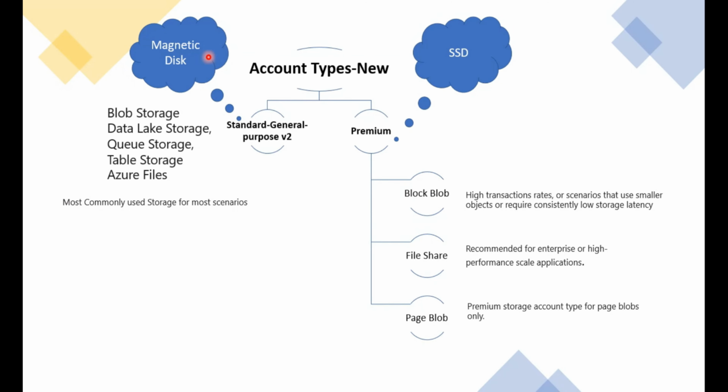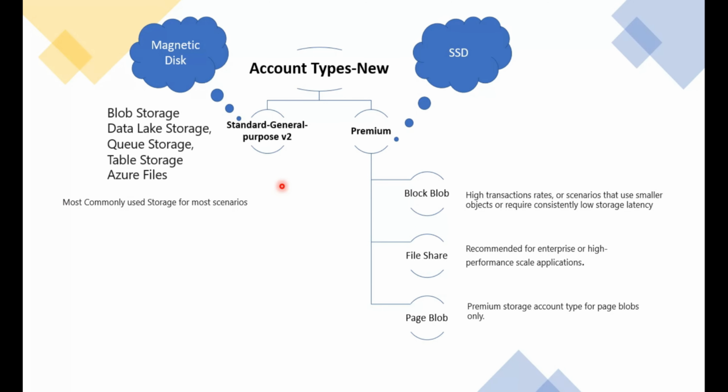So basically what we need to understand is, when we're talking about standard general purpose v2, it is most commonly used in most scenarios, big data scenarios, analysis, analytics, whatever you want, it provides. Because blob is meant for cheap storage and archival, you can dump the files here. In data lake you can perform analytics. In table storage you can have NoSQL scenarios. Queue storage is meant for first in first out services.